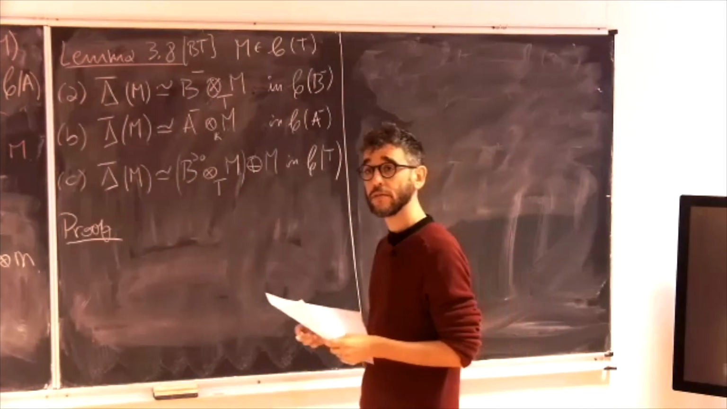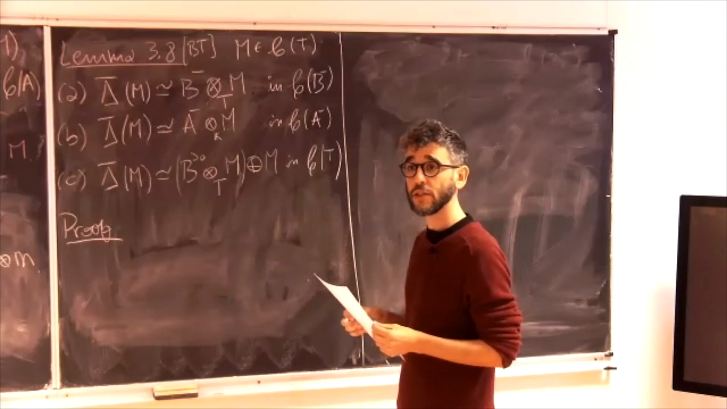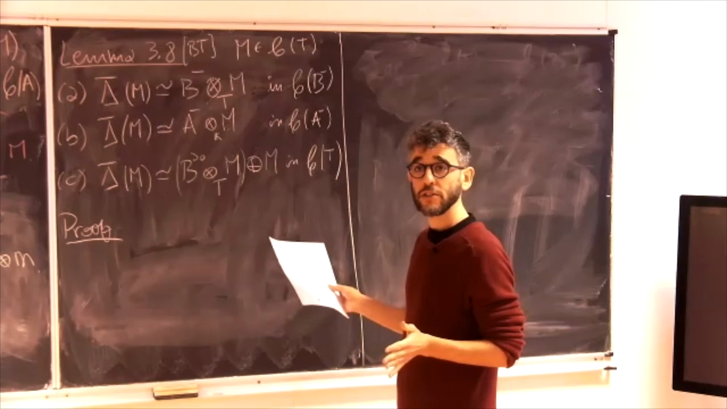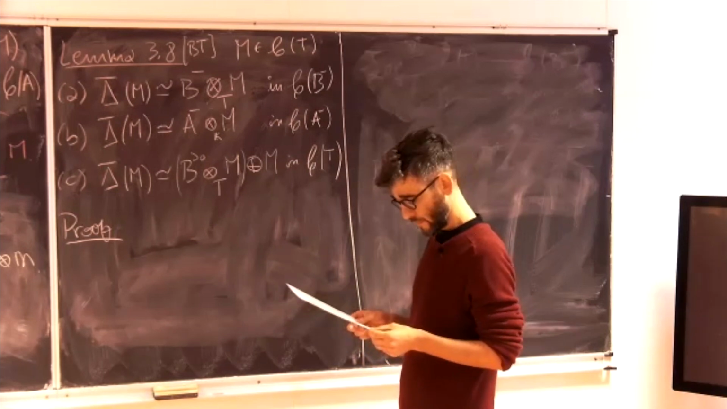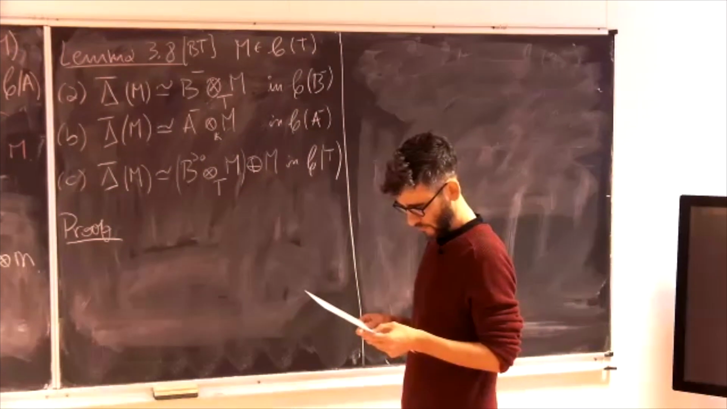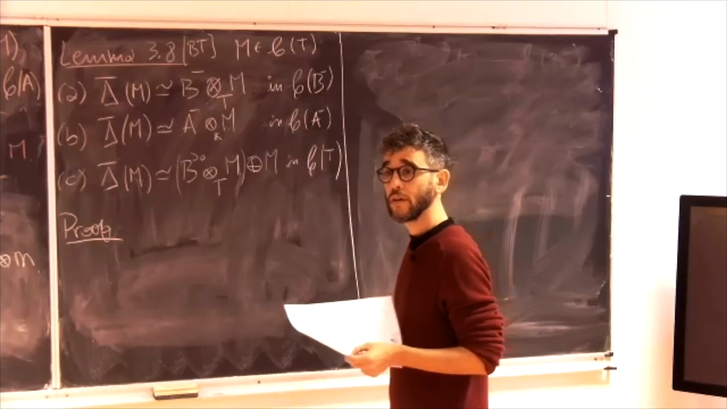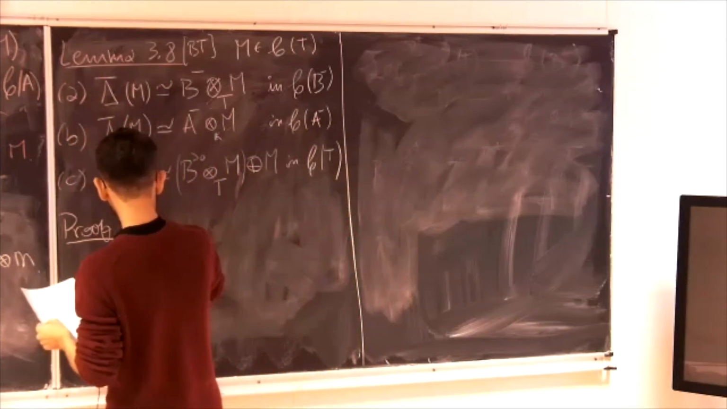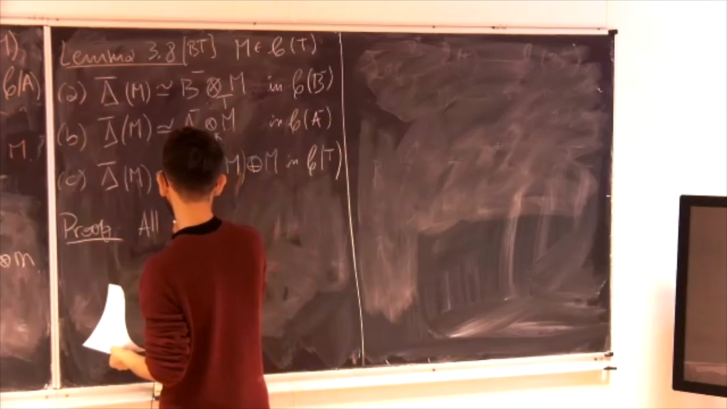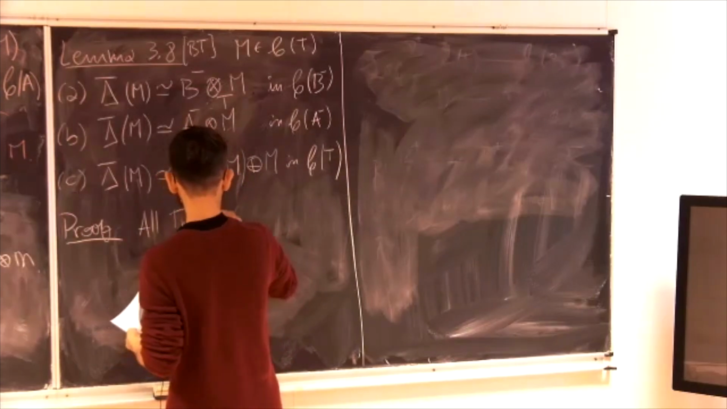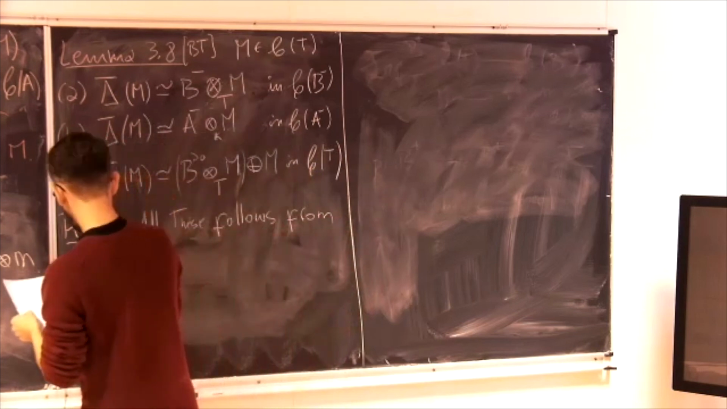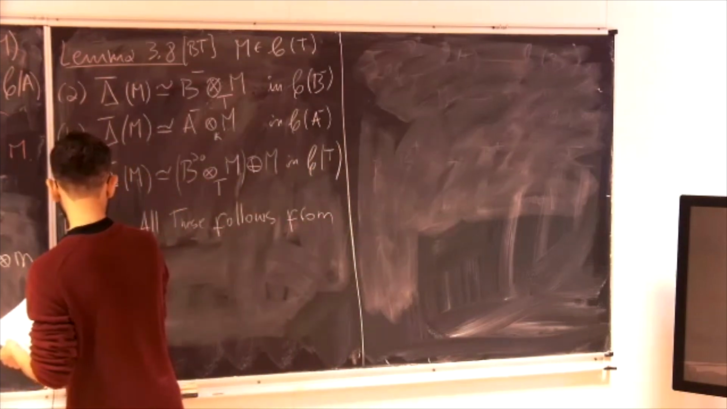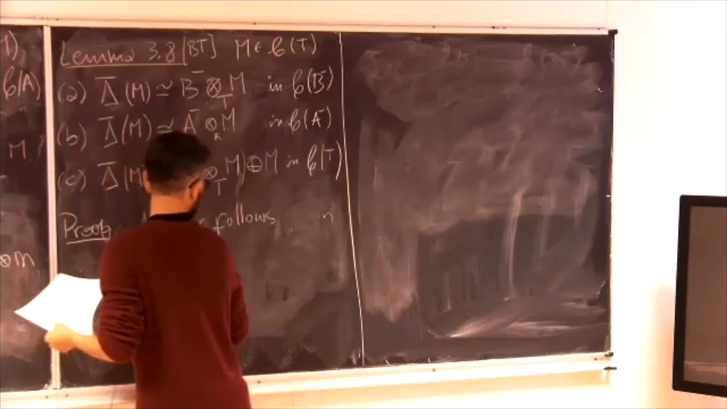And the proof is not too difficult if we understand well the statement. So if there is some question, you can ask, or I start with the proof. All these properties follow from inspection of the dimension. This follows by considering the dimension.